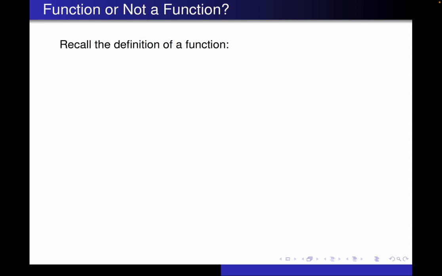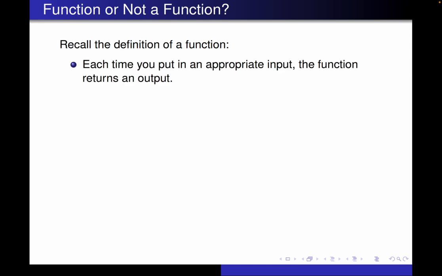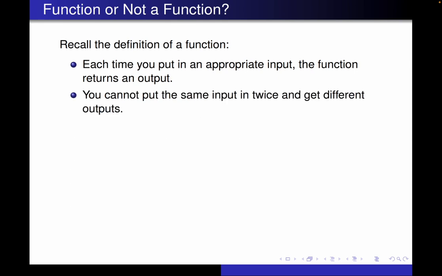All right, so the last issue that I want us to deal with is sometimes you have something that looks like a function, smells like a function, you think it might be a function, but it might not be. So I'm going to show you some of the pitfalls of these types of things. But before that, let's recall the definition. Each time you put in an appropriate input, the function returns some kind of output. And if you keep putting in the same input over and over again, it's going to keep giving you the same outputs. There's no way you can put in the same input twice and somehow get two different outputs.